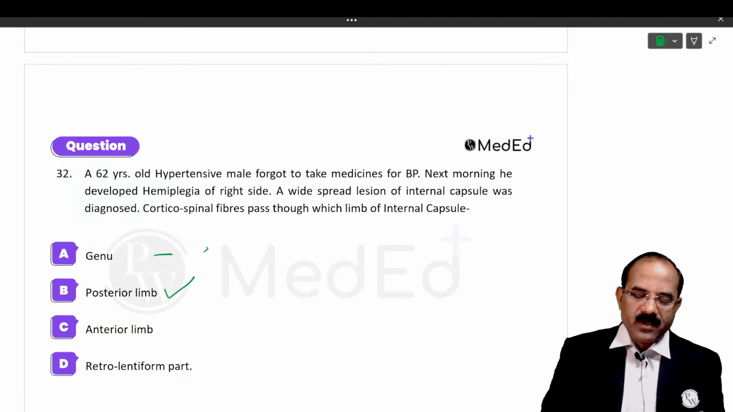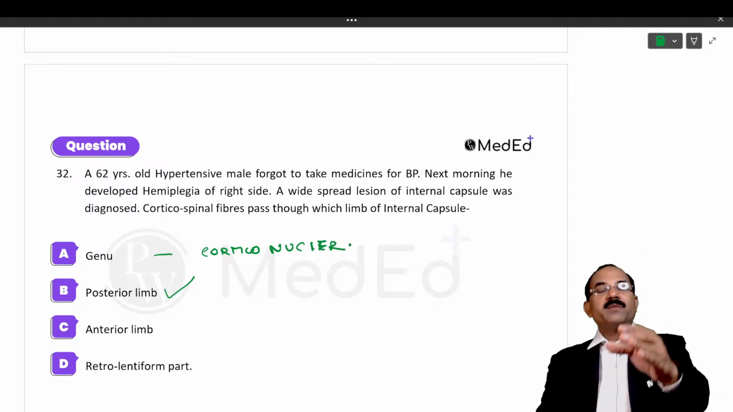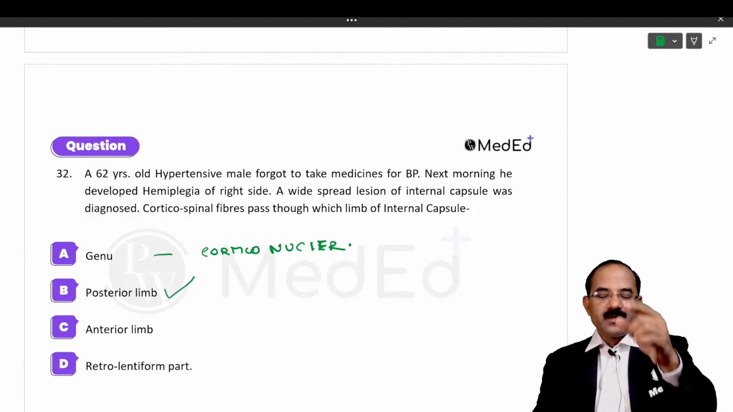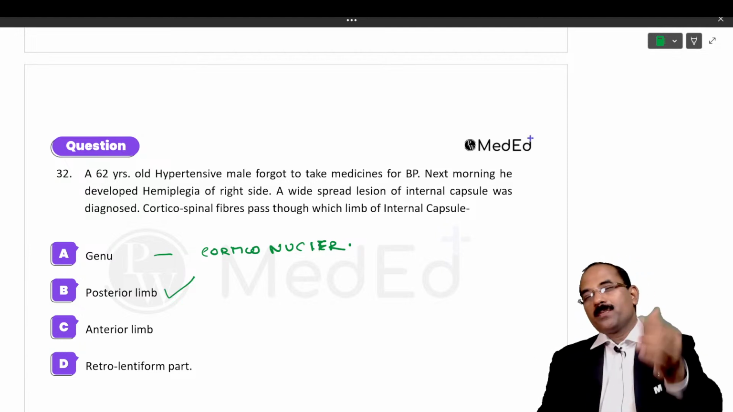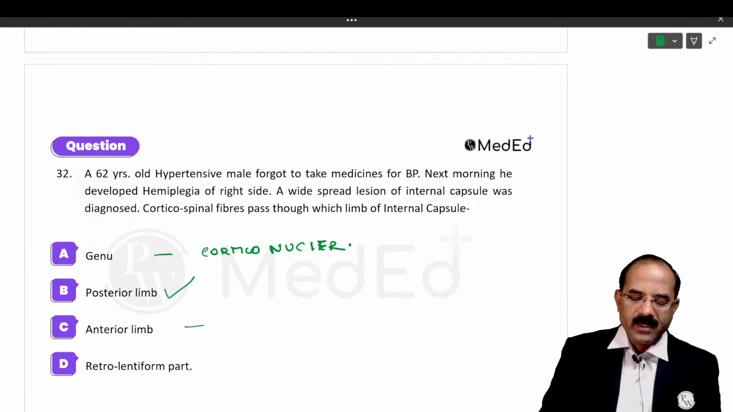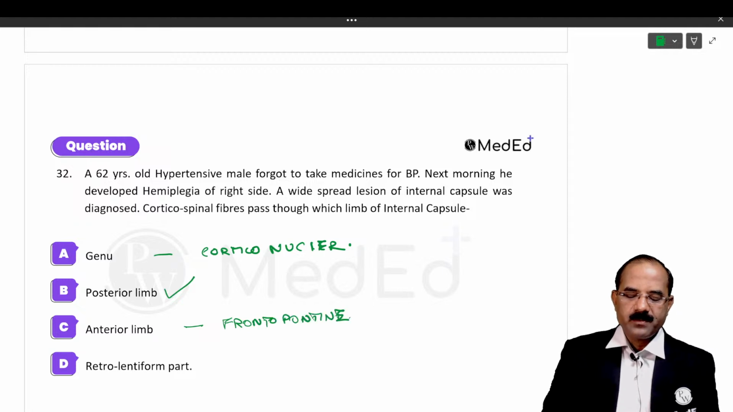जेन्यू से क्या जाता है? Cortico न्यूक्लियर फाइबर्स. हाँ, ये बहुत इंपॉर्टेंट एमसीक्यू. सो कॉर्टिको न्यूक्लियर फाइबर्स पास थ्रू विच लिम्ब ऑफ द इंटरनल कैप्सूल. अगर एमसीक्यू आता है, इट इज द जेन्यू ऑफ द इंटरनल कैप्सूल. पोस्टीरियर लिम्ब से क्या जाता है? कॉर्टिको स्पाइनल फाइबर्स. एंटीरियर लिम्ब से क्या जाता है? फ्रंटोपोंटाइन फाइबर्स एंटीरियर लिम्ब से जाएगा.